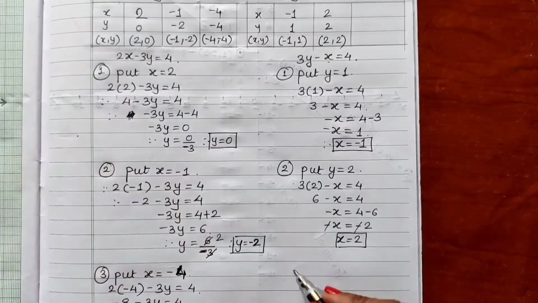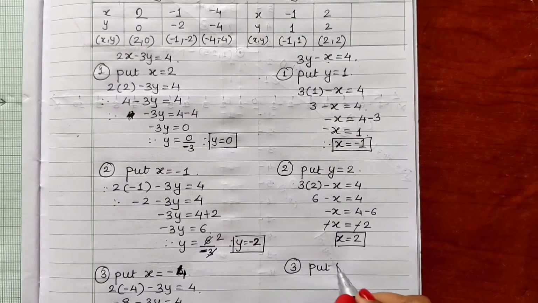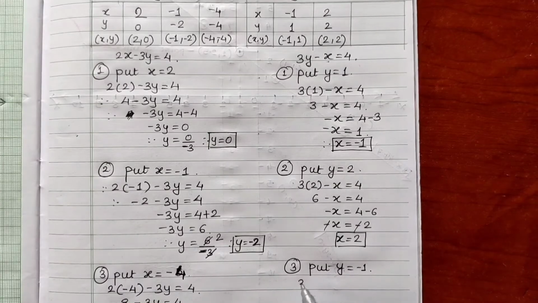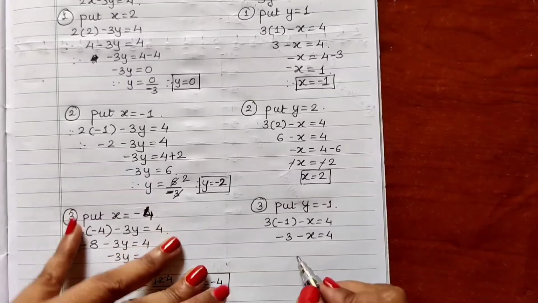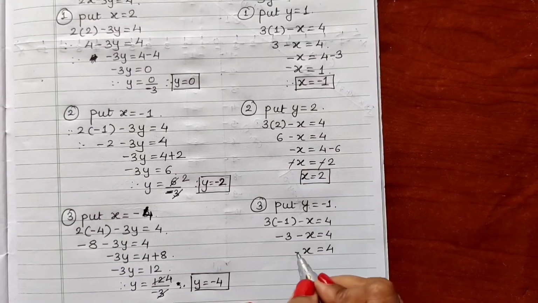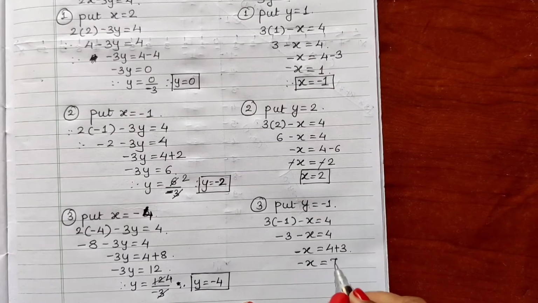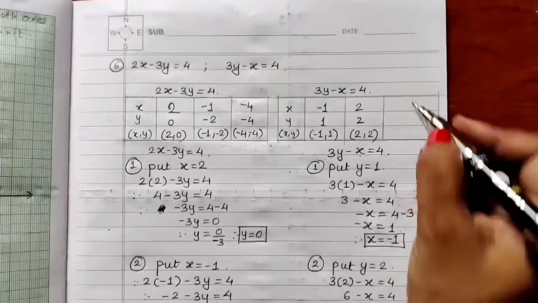Now let us take the negative value. We can take any negative value. Put y is equal to minus 1. Let us see what will be the value of x. 3 into minus 1 minus x is equal to 4. 3 into minus 1 will be minus 3, minus x is equal to 4. So minus x is equal to 4. Minus 3 will become plus 3. Minus x is equal to 7 and therefore x is equal to minus 7. So for x is equal to minus 7, y is minus 1.